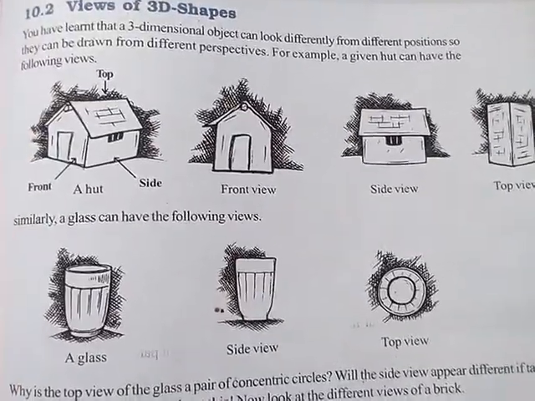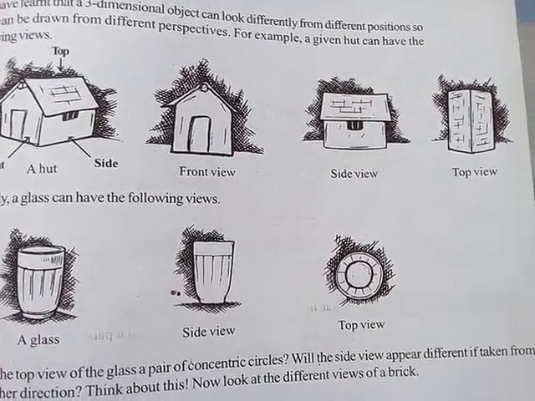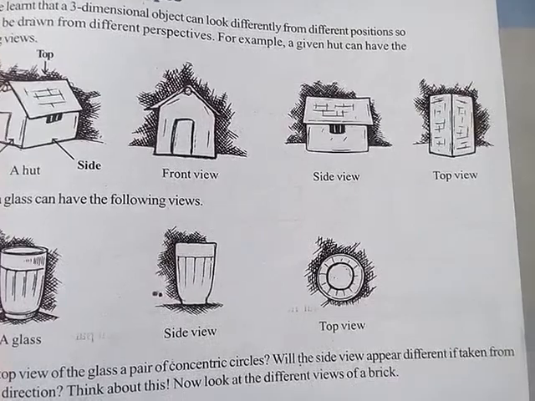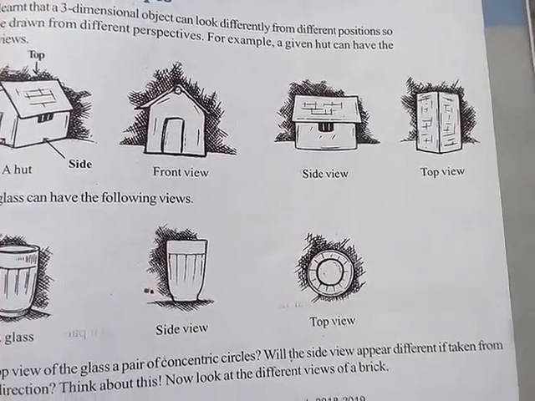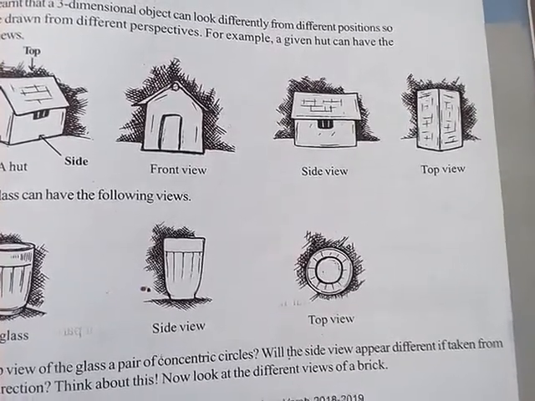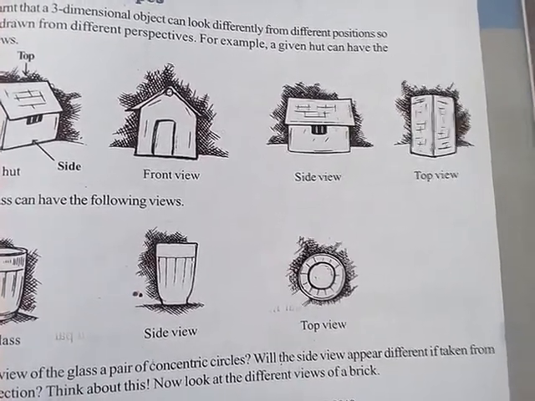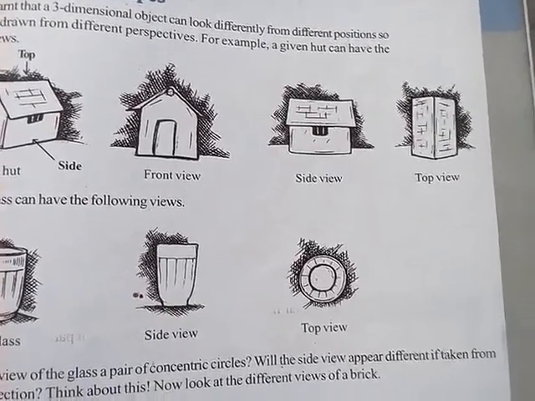Today we are going to start a new chapter, which is chapter 5, The Way the World Looks. In this chapter, as the name suggests, we will look at how the things we see in the world look from three different views: the front view of the picture, the top view of the picture, and the side view of the picture.